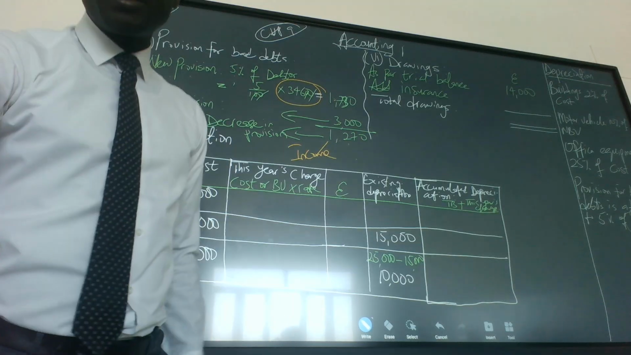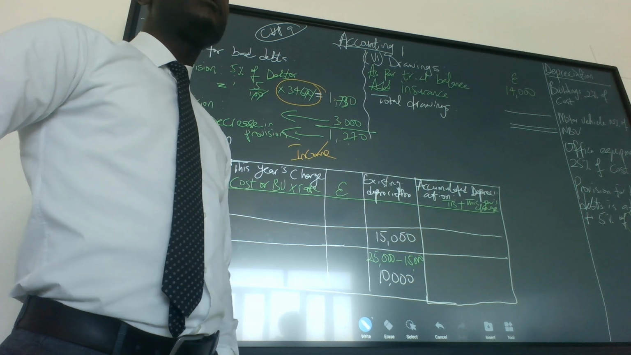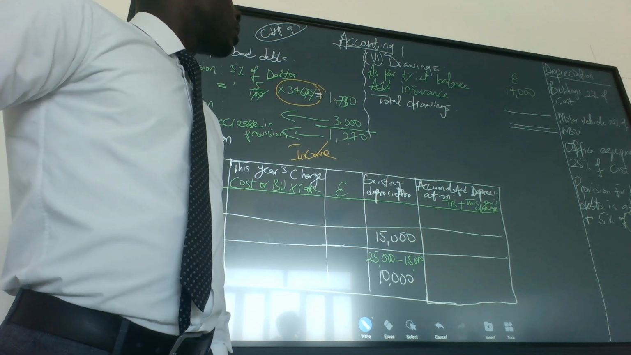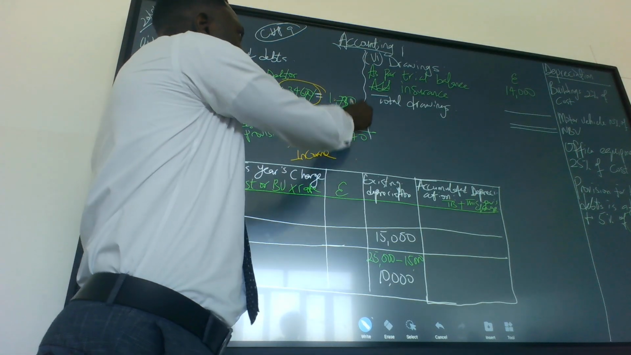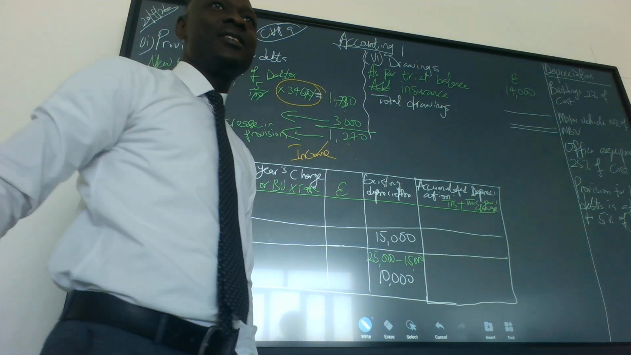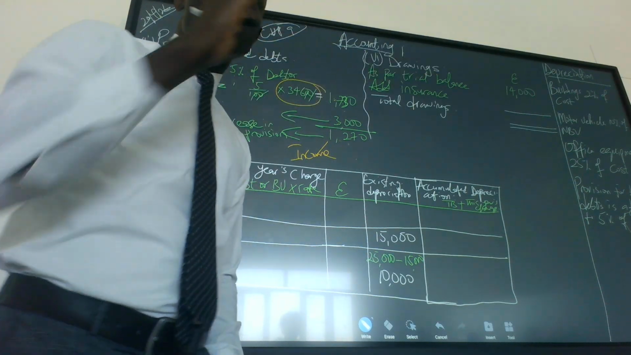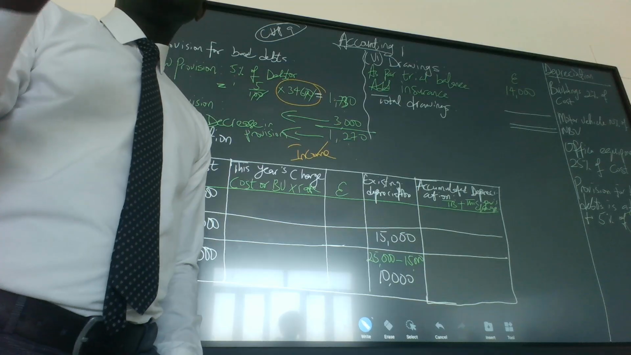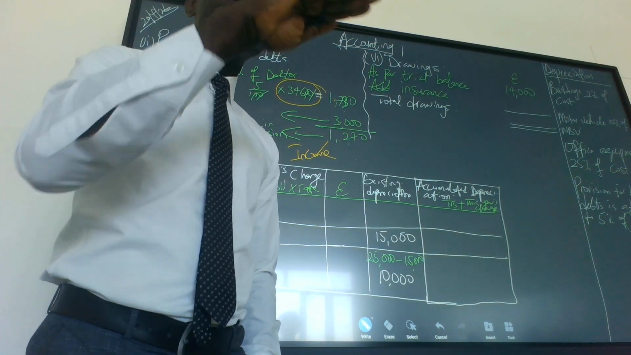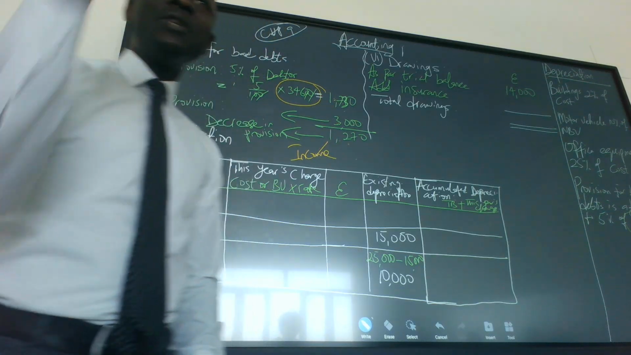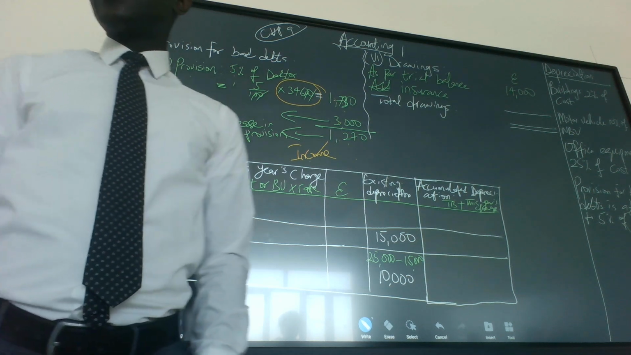What if it's more than 1,730? If it's more than 1,730, that means it's increased, right? What we need is anything less than 3,000. Anything less than 3,000 is an income. Anything above 3,000 is an expense. Both of them are going to be treated in the profit and loss account. They are items in the profit and loss account. But when it decreases, it's an income. When it increases, it's an expense. I think that is clear.